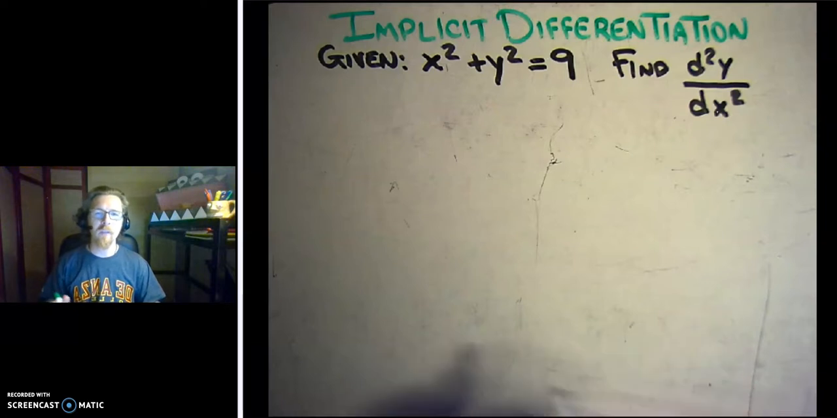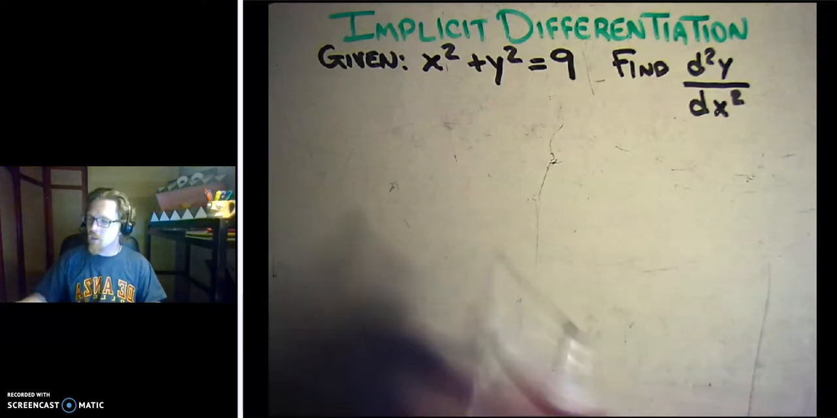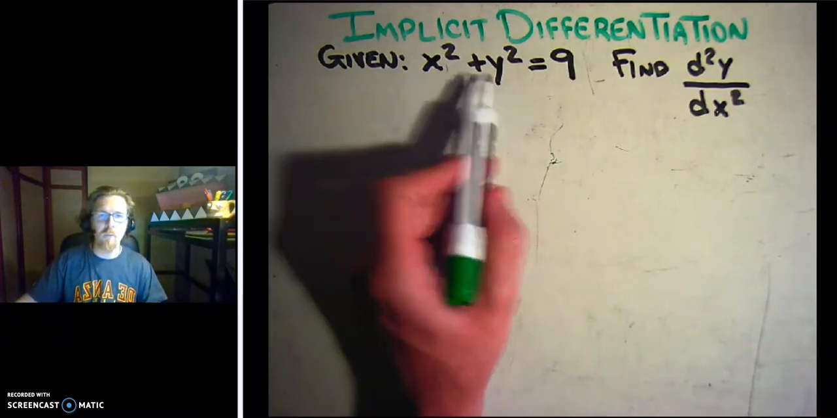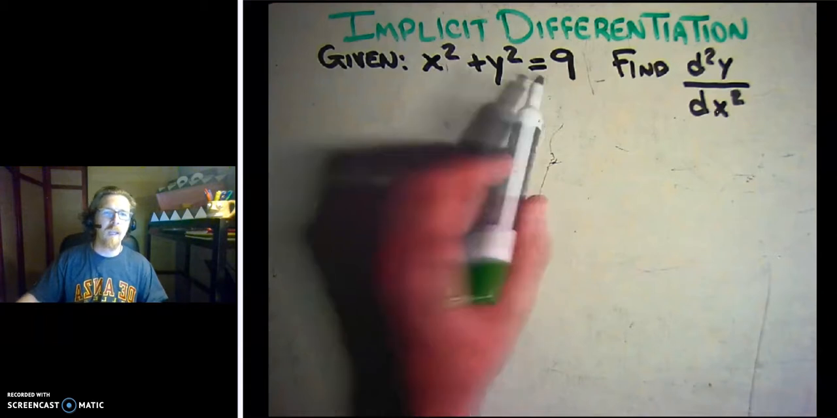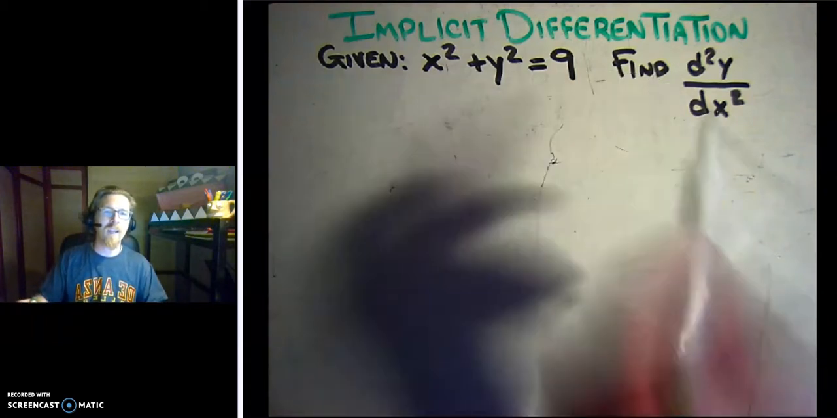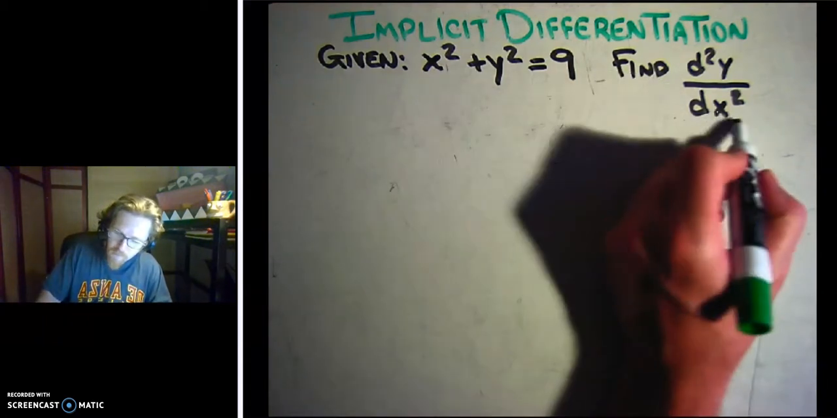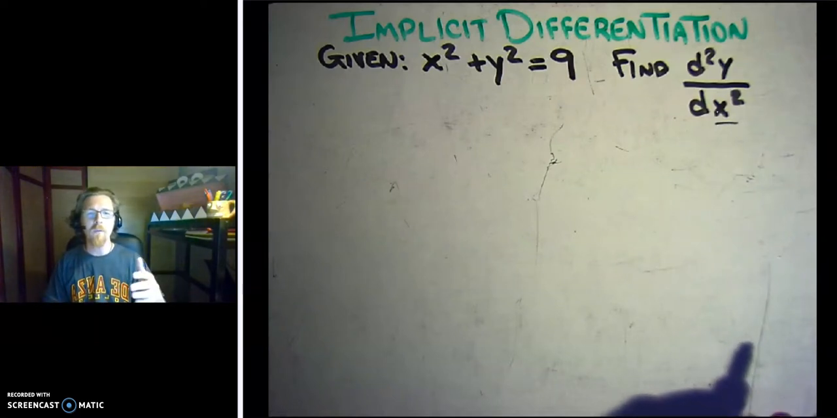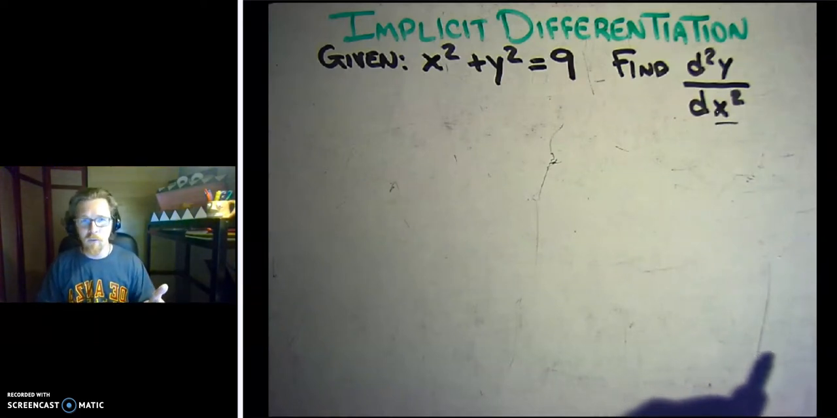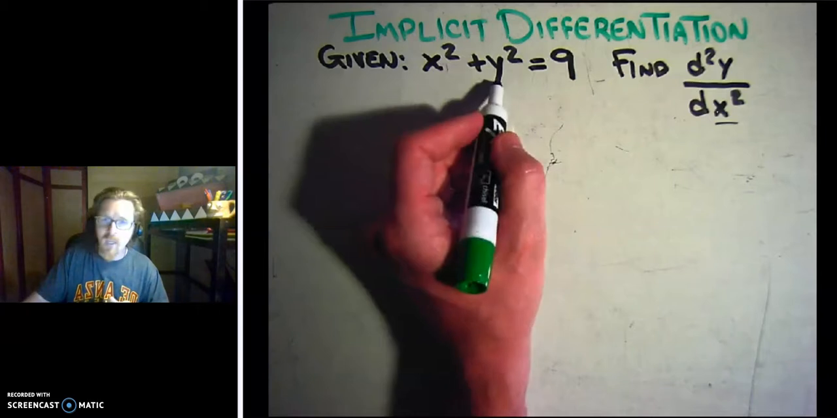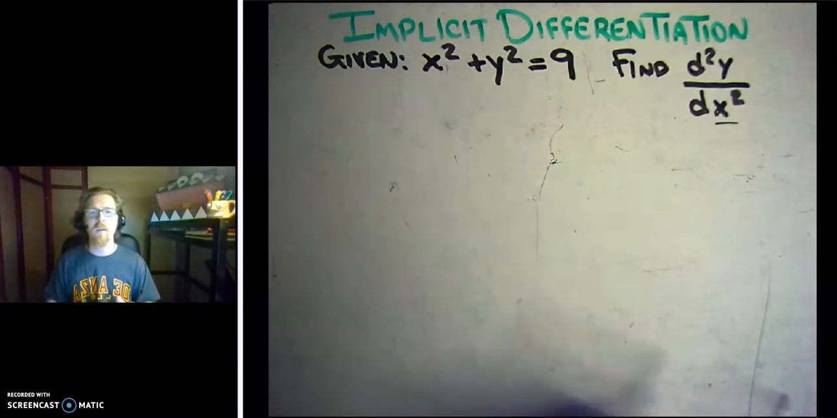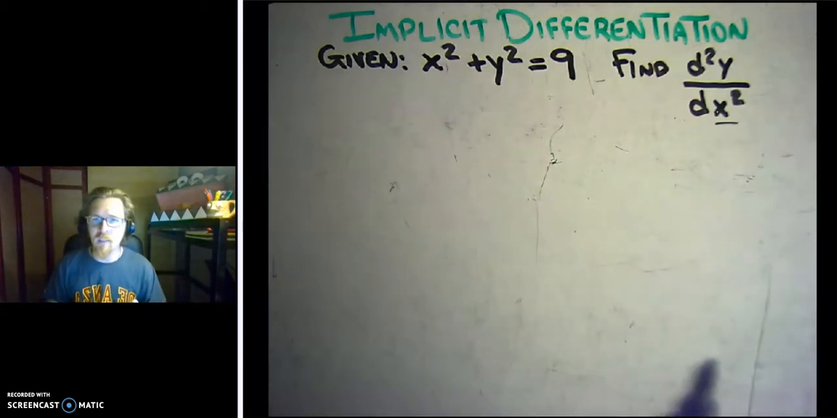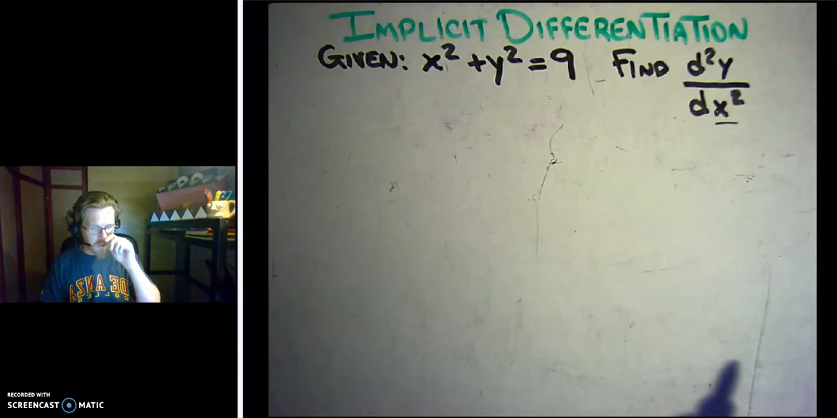Now let's say we're given the equation of a circle, x squared plus y squared equals 9. And we're asked to find the second derivative with respect to x. If we're taking the derivative of a circle with respect to x, and we have this y squared in there, that's where we have to use this idea of implicit differentiation.